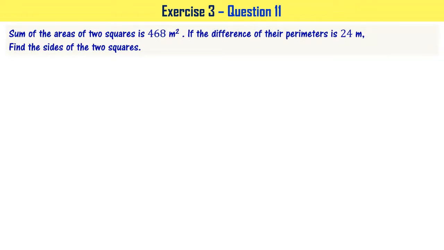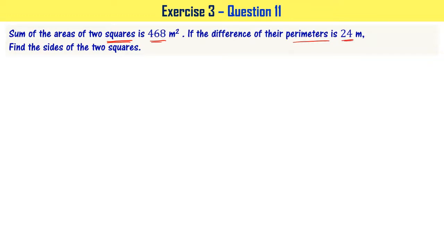The difference of their perimeters is 24 meter. Find the sides of two squares. The two statements given here are talking about two different squares. Squares of two different sizes, right? Sum of the areas of two squares is given. That is first statement, 468 meters square. The difference of their perimeters is also given, that is 24 meters.